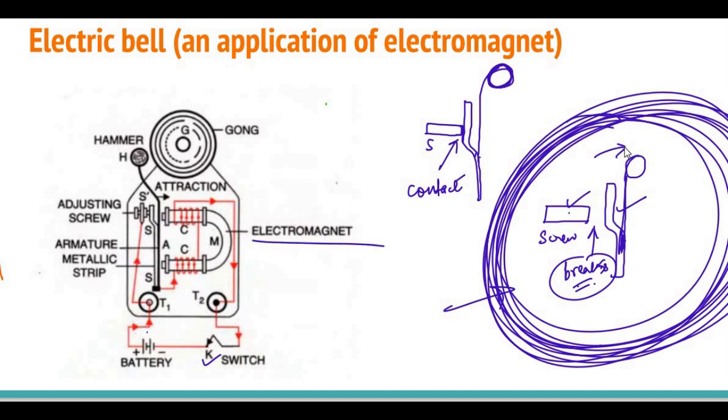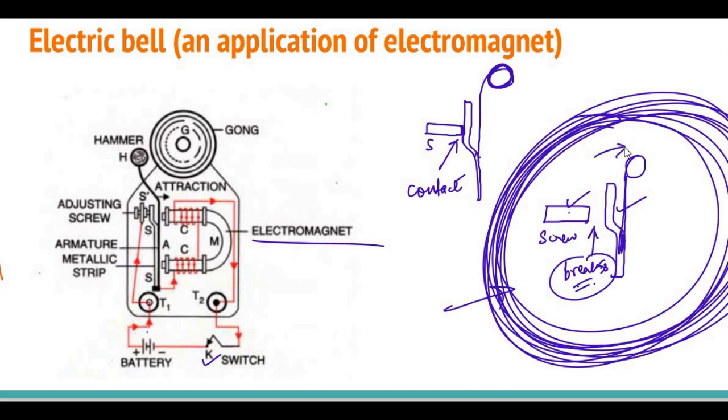And the electromagnet loses its magnetism. Because current is not flowing, it is not a magnet now. So it is not a magnet anymore. What will happen? It is not attracting the hammer any longer, because it was attracting the hammer only while it was a magnet. But now it has lost its magnetism, so the hammer will go back to its own position.